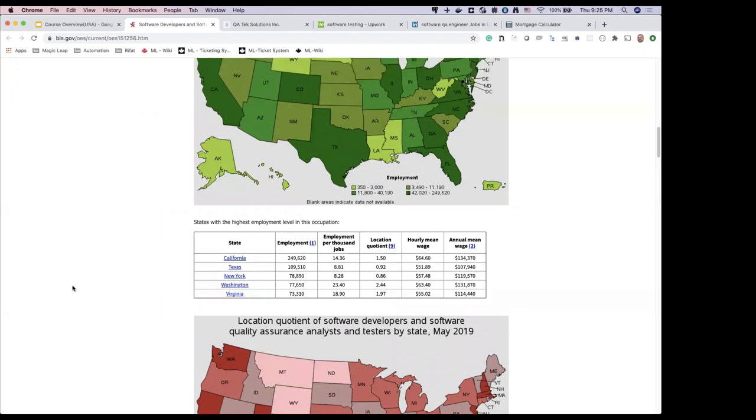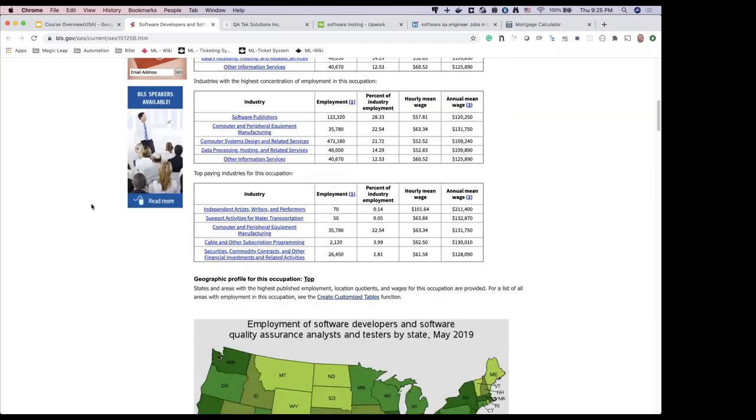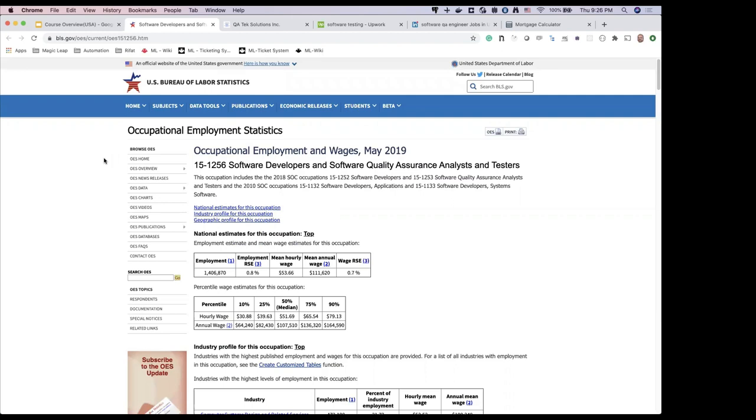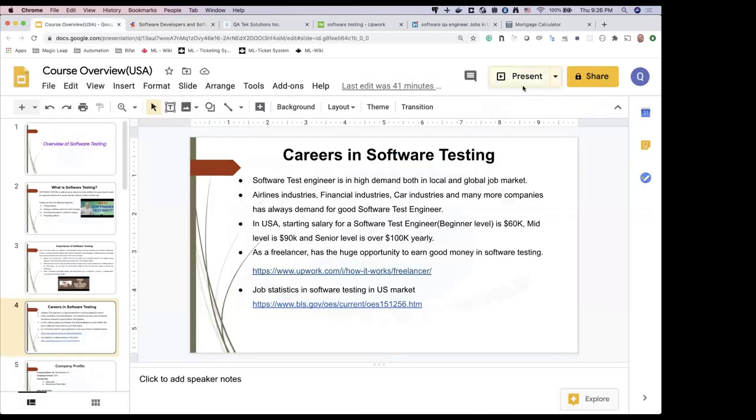You can Google it yourself just to get some idea of how much employment actually happened in that particular area, what the maiden salary was, and all the information. This is public. Anybody can search that information to get some idea.